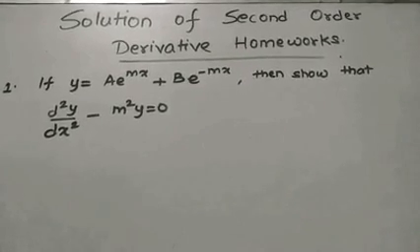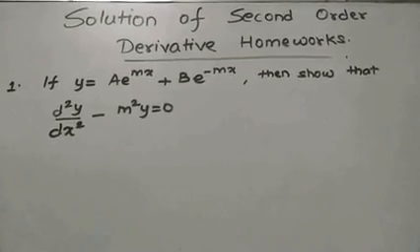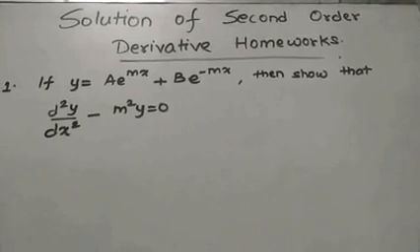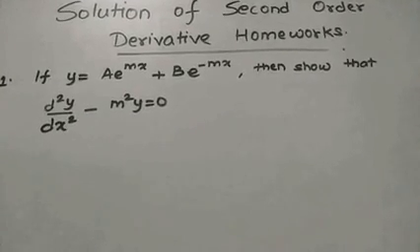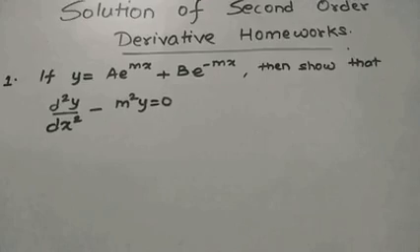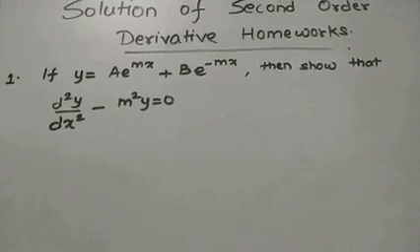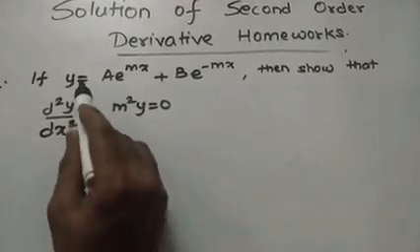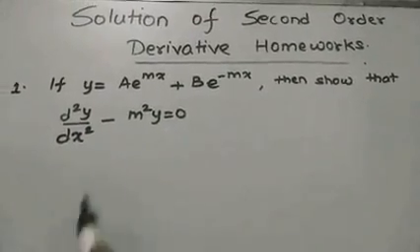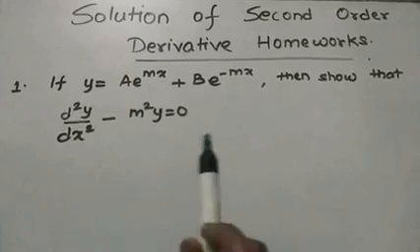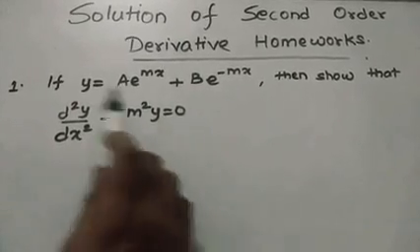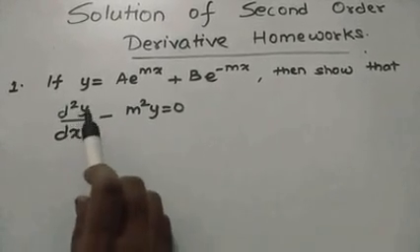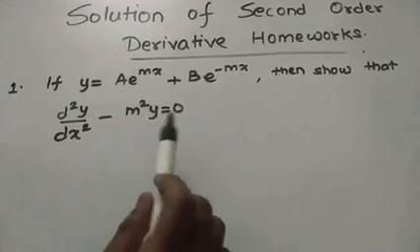Question number 1, that was the homework question. If y equals a e to the power mx plus b e to the power minus mx, then show that d2y by dx2 minus m square y equals 0. So y is given to you, and you have to prove this part. Let us focus on what you have to prove: d2y by dx2 minus m square y equals 0.